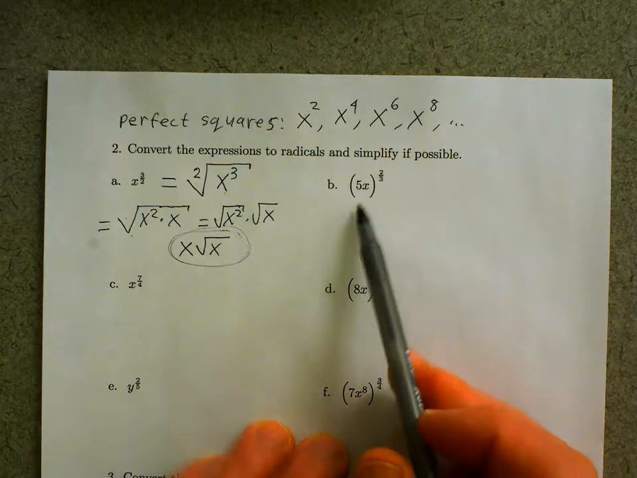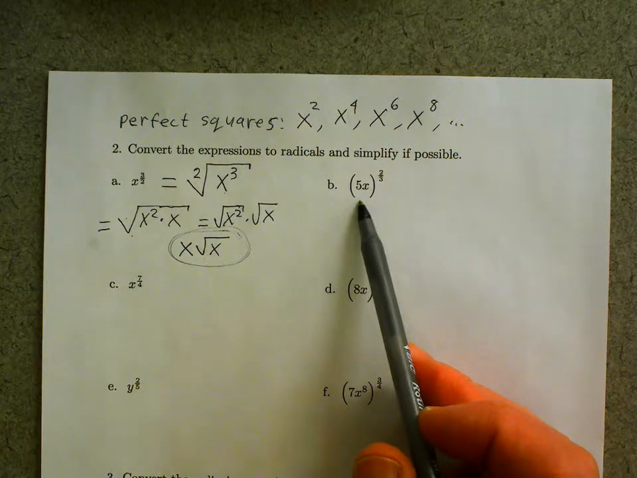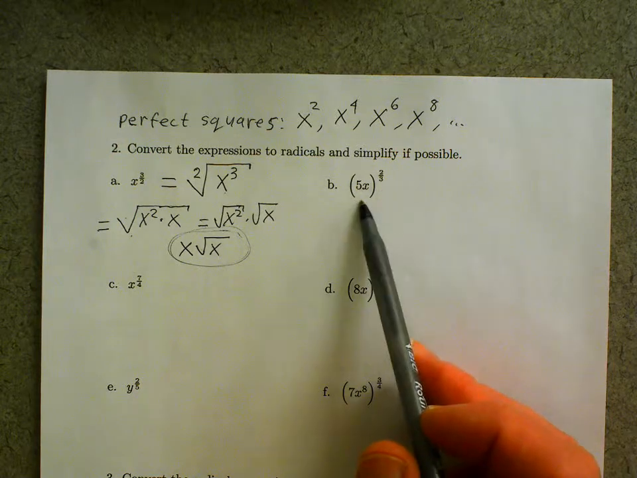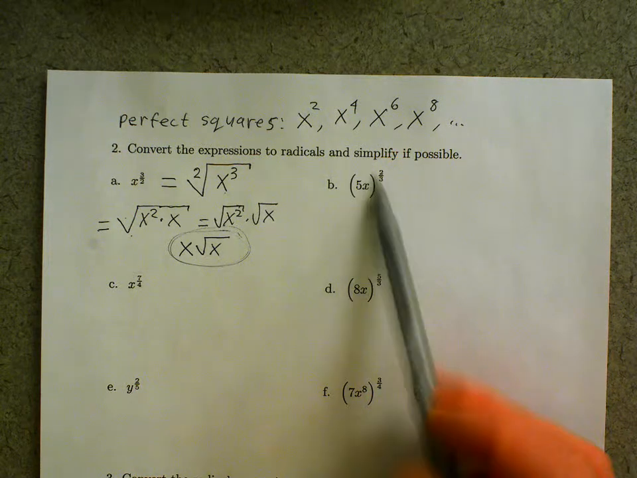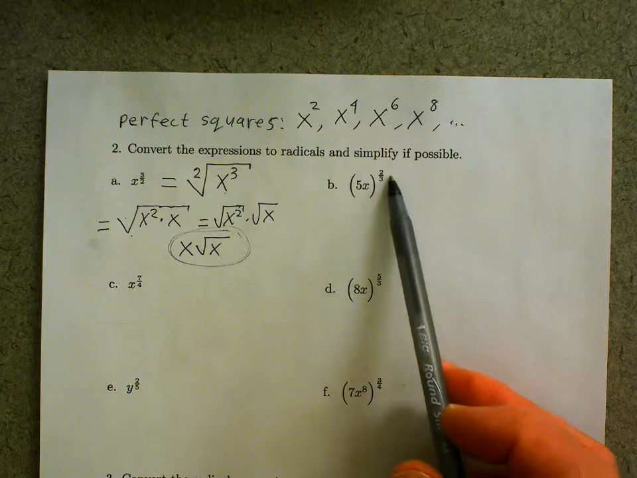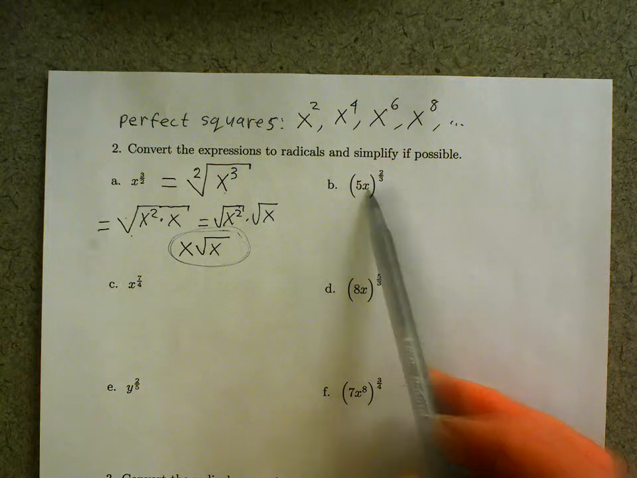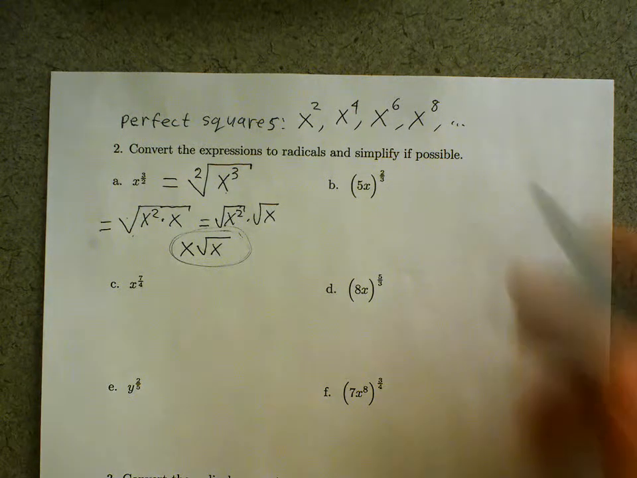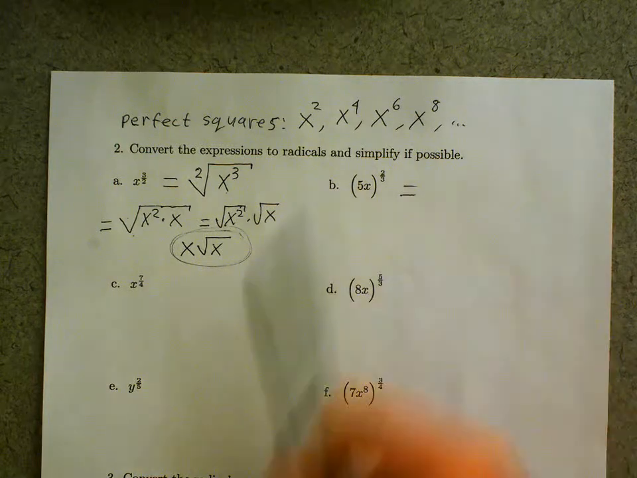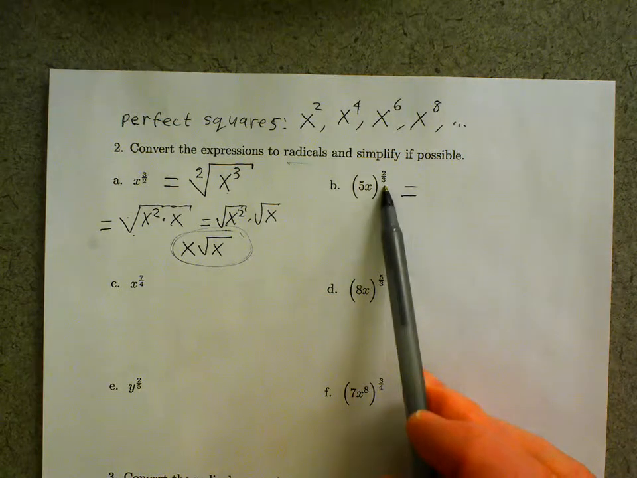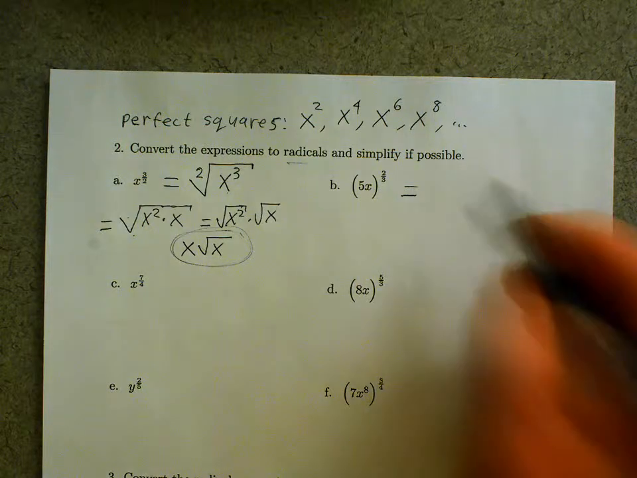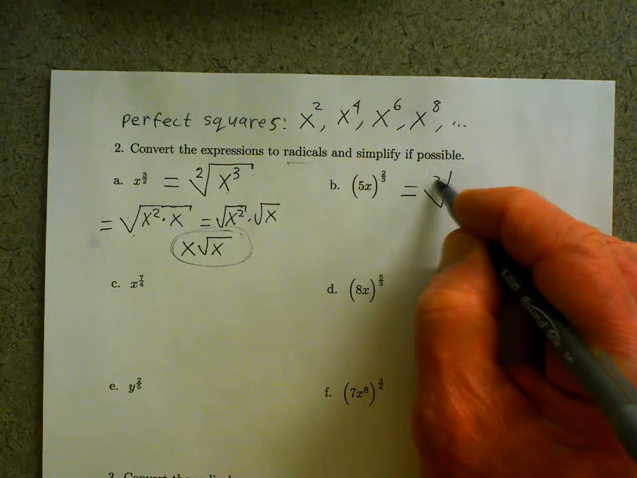Okay, the next one, the term 5x raised to the 2/3. So since 5x is inside parentheses, the exponent 2/3 applies to the factor 5 and the factor x. So we want to convert it to a radical. The denominator of the exponent is 3, so the index of the radical is 3.